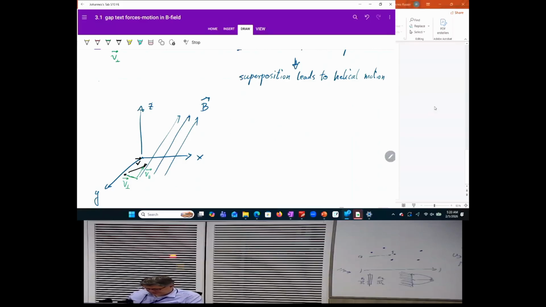Then with respect to whatever is perpendicular, here it would prescribe this circular motion. But at the same time, you also have your motion contribution parallel to the B field. So you superimpose these two motions, make a superposition, and then you get a helical motion for your particle.